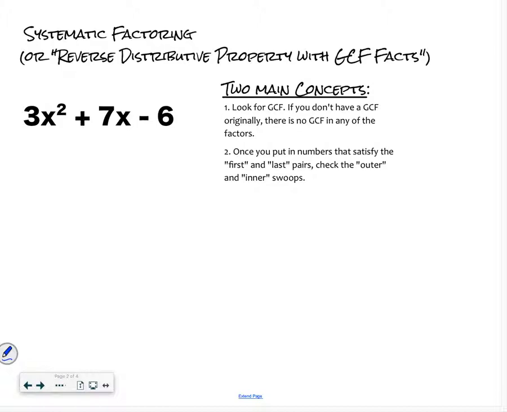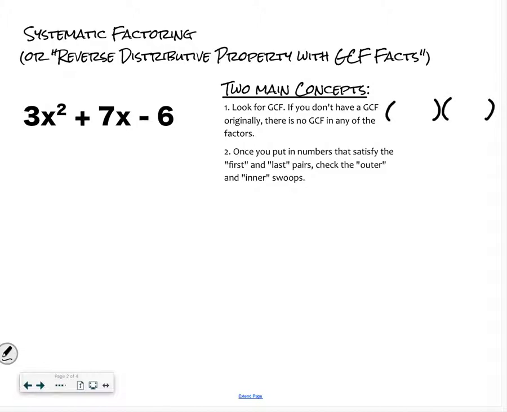So I give them two main concepts to consider as we do this. And the first one is we always look for a GCF first, a greatest common factor. So looking at this trinomial, 3x squared plus 7x minus 6, there is no common factor to the 3, the 7, or the negative 6. Basically, there's not a number that I can pull outside a big parenthesis because there is nothing in common to all three of them. So if there's nothing in common to all three of them, there's not going to be anything in common to any of the binomial factors. And this is a huge, huge thing for students to realize.